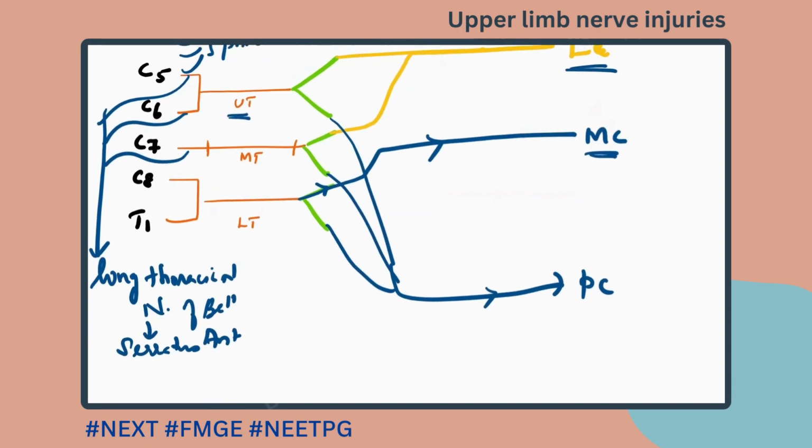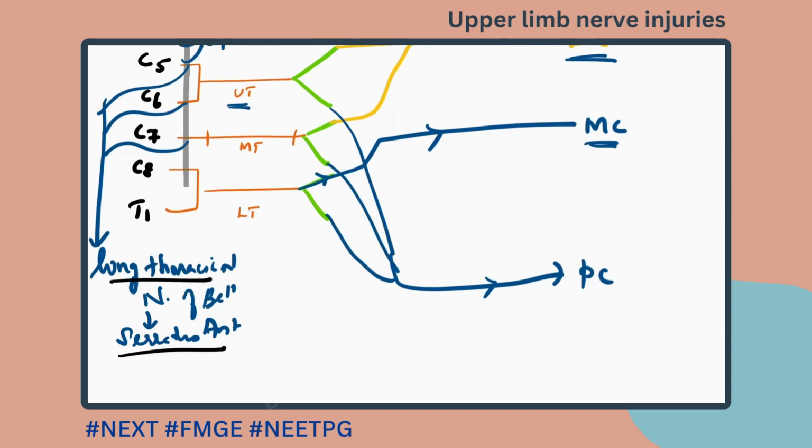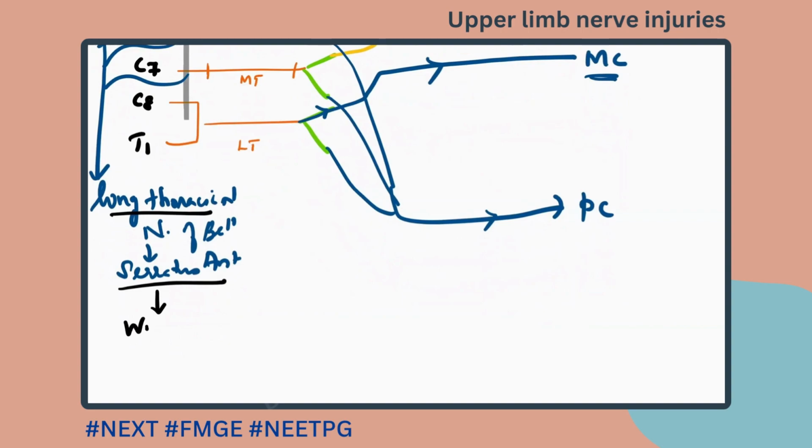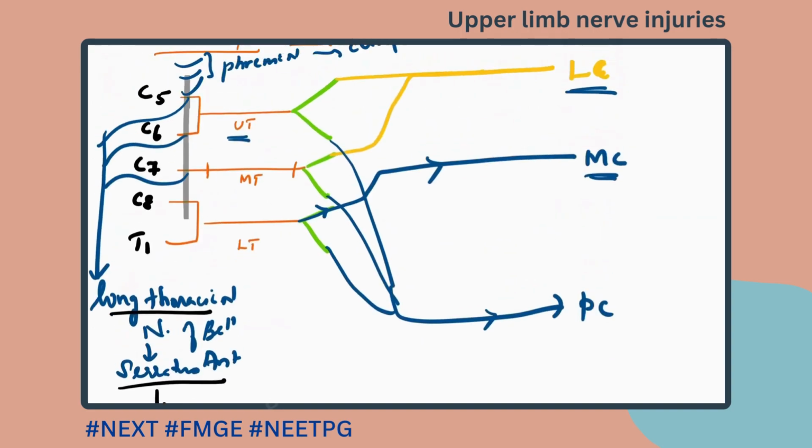If a brachial plexus injury occurs at the root level itself, please keep this in mind: the long thoracic nerve will be affected. Serratus anterior will not work. This results in winging of the scapula. So if a brachial plexus injury is associated with winging of the scapula, it means the lesion is at a very high level, close to the root. Okay, very simple.